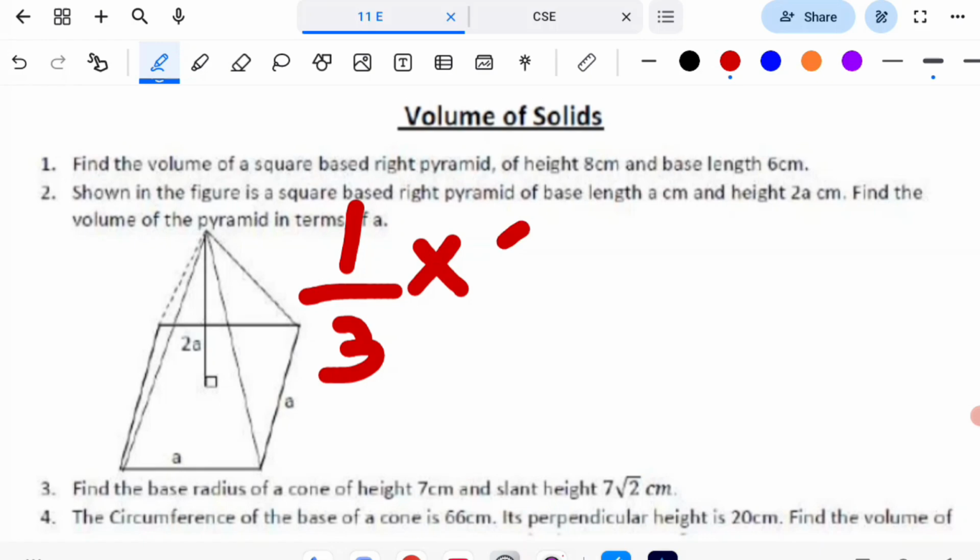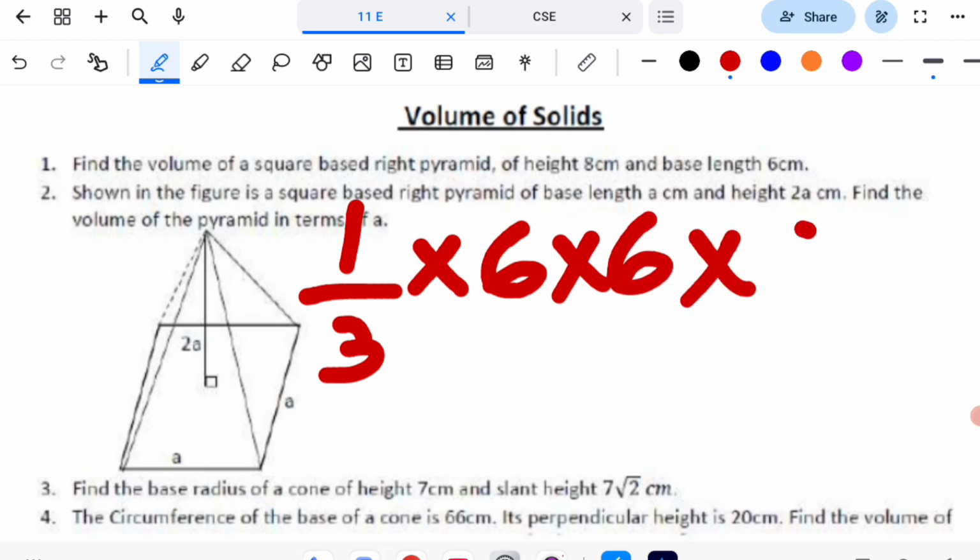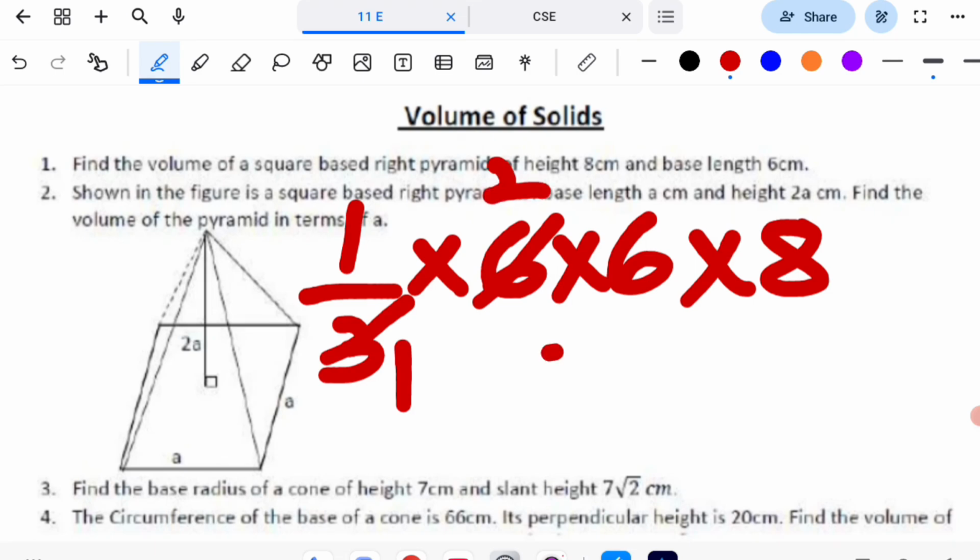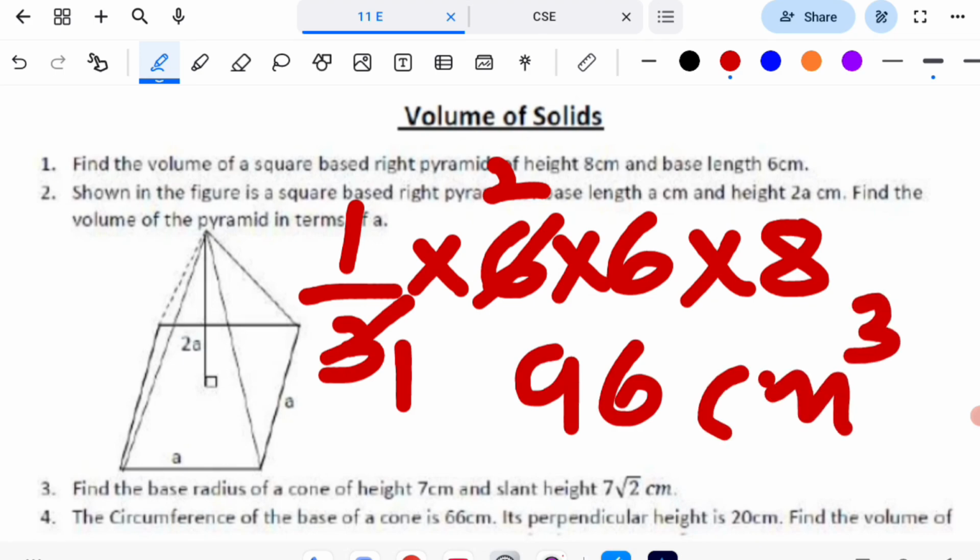Base area is length into breadth. Base length 6, breadth also 6, 6 into 6 into perpendicular height, which is 8. Then we can cancel out 3 divided by 3 is 1, 6 divided by 3 is 2, 2 into 6 is 12, 12 into 8 is 96 cubic centimeters.